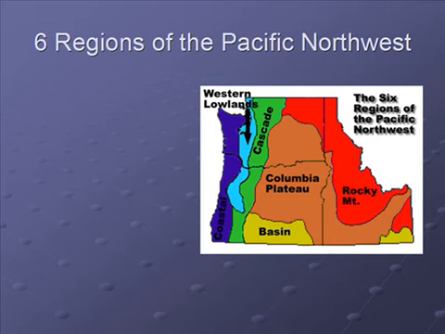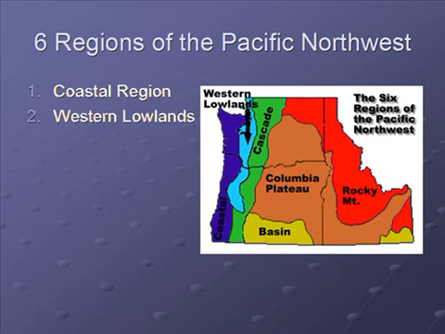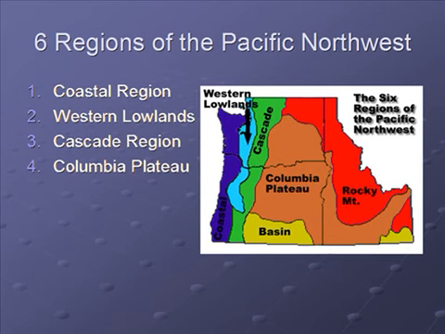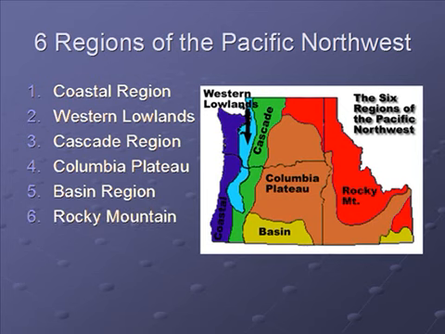So when we look at these 6 regions, we find along the coast, the coastal region. Moving east, we come into the western lowlands, then the Cascades, the Columbia Plateau, the Basin region, and the Rocky Mountain region. These 6 regions make up what we call the Pacific Northwest.